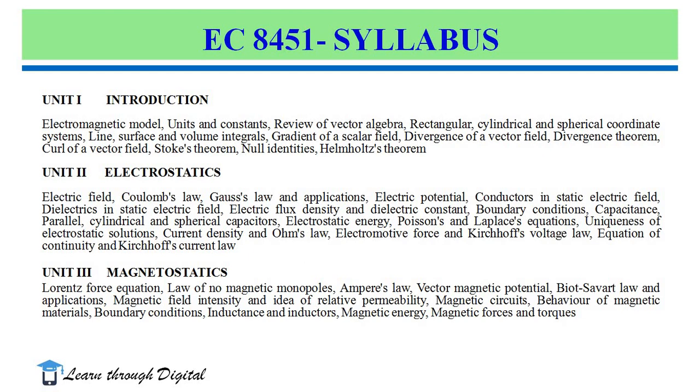In Unit 2, we will talk about electrostatics. Electrostatics starts from Coulomb's law, and we will discuss the applications of Coulomb's law. This is nothing but we will derive the electric field intensity and flux density for various configurations, that means various types of charge distribution, and we will deal with Gauss's law and applications, boundary conditions, capacitance, and so many topics under electrostatics.